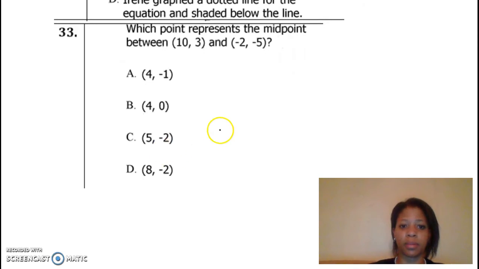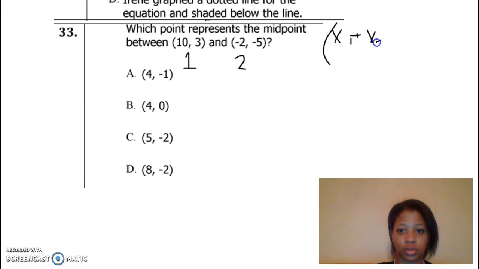Which point represents the midpoint? So, this is what I was talking about in our example. First I'm going to label this point as point 1 and point 2. So my midpoint formula, I'm just going to rewrite it: x1 plus x2 divided by 2, and then y1 plus y2 divided by 2.